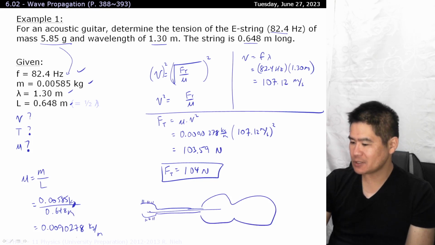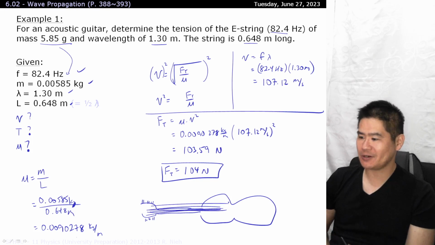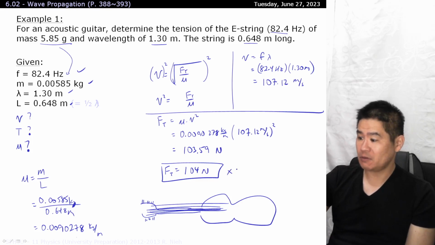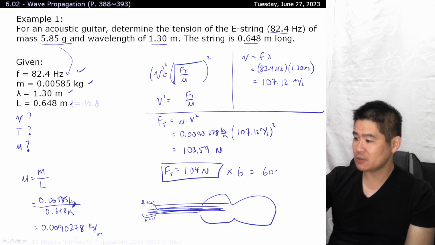Most standard acoustic guitars have 6 strings, and a 12-string guitar will have 12 strings. Not to say that every string is at 104 newtons, but you know that there's 6 of them. So if you're assuming that they're all roughly around 104 newtons, times 6 will give you 600 newtons, which is approximately equal to 60 kilograms.